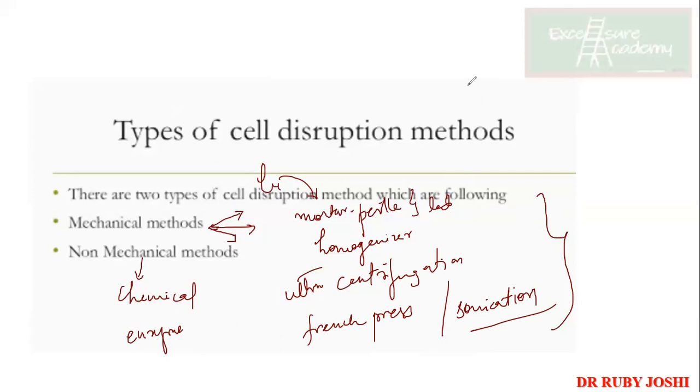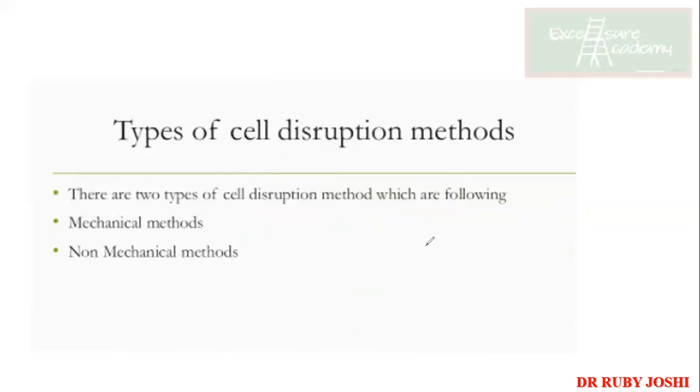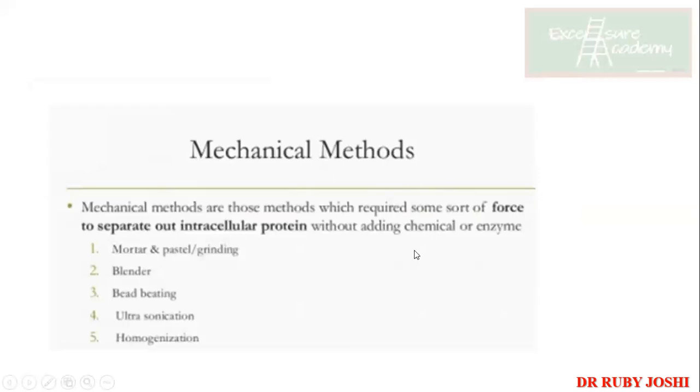In the lab, all these are used depending on your source of the cell. It is not that if a method is mechanical it is used only mechanically. It is also coupled with chemical and enzymatic methods. We'll come to that. In mechanical methods, we make use of force in order to separate out the intracellular protein. So mortar pestle, blender, bead beating, ultrasonication and homogenizer.